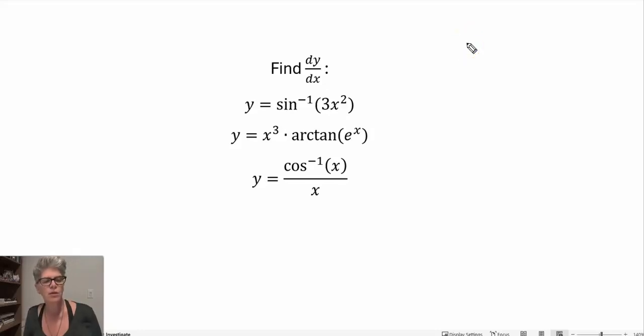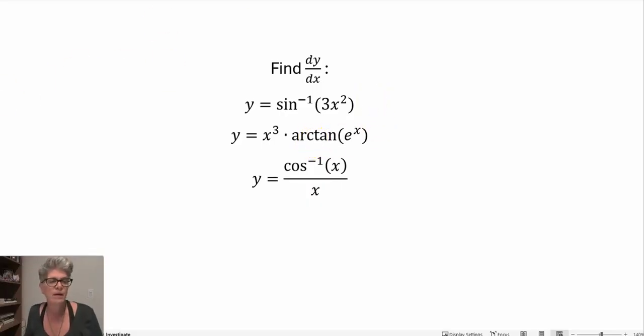All right, in this video we're going to look at finding derivatives of inverse trig functions. Now, the textbooks are like 50-50 on how they write this. They will either use the inverse -1 exponent or they'll write it with arc.